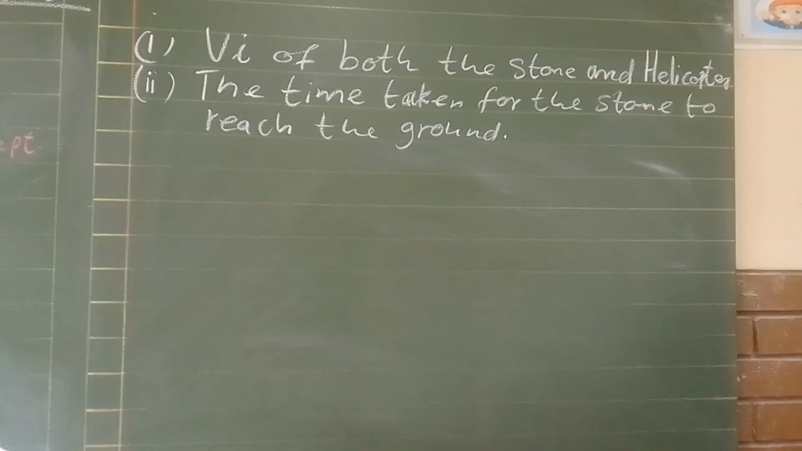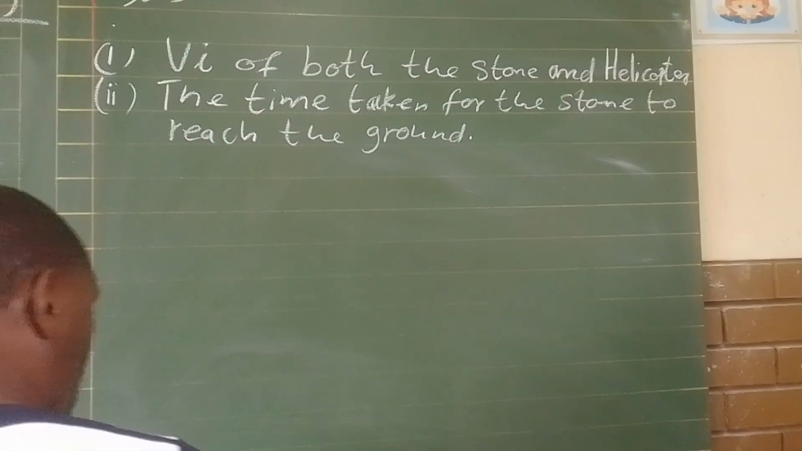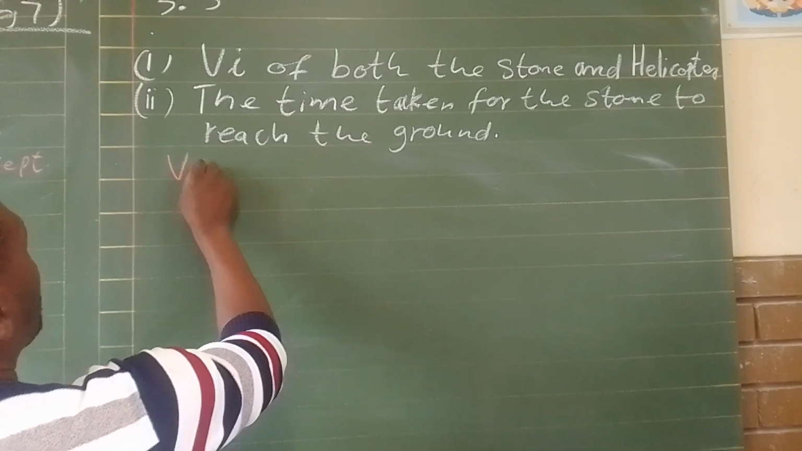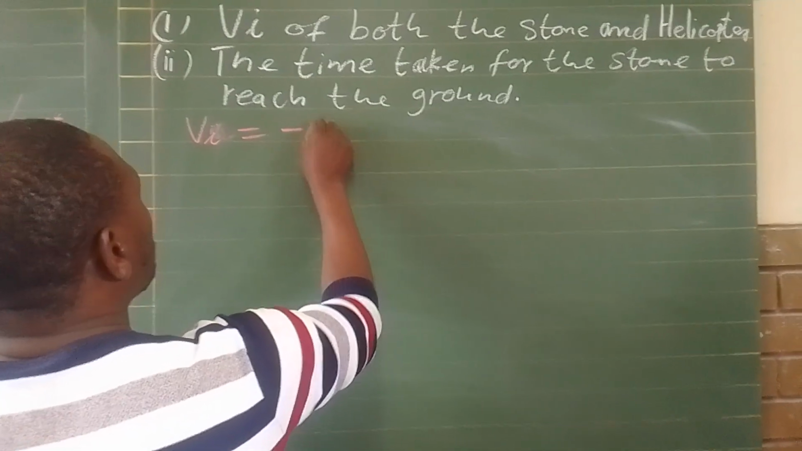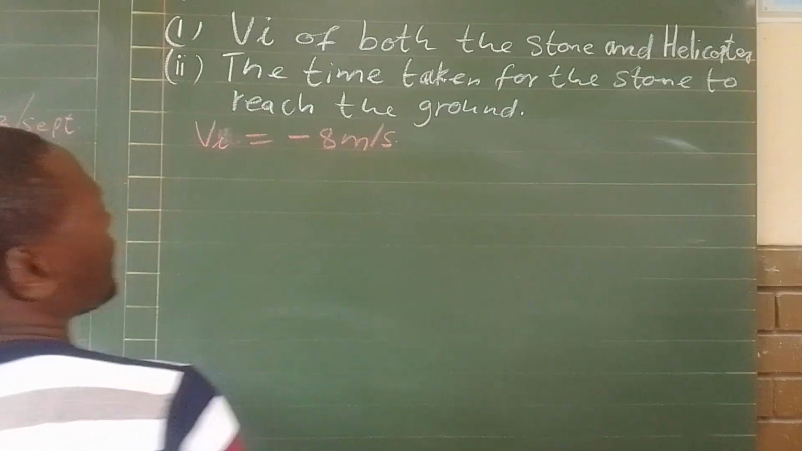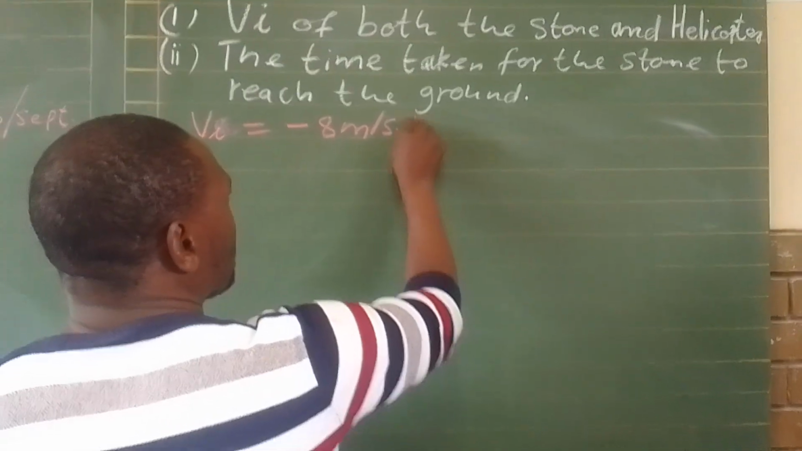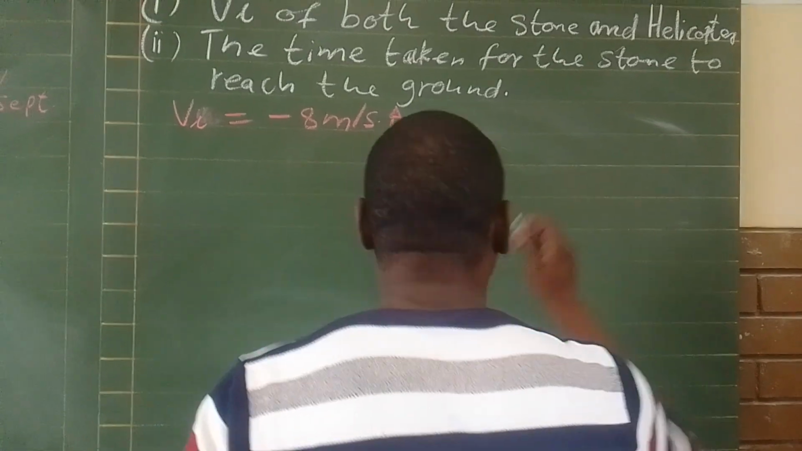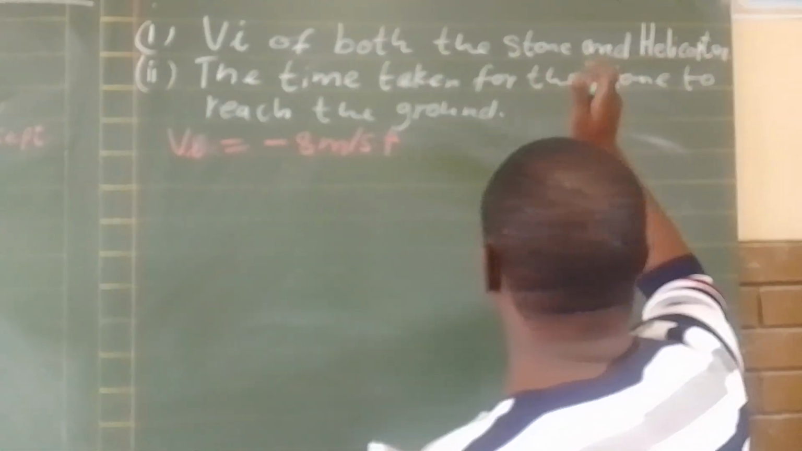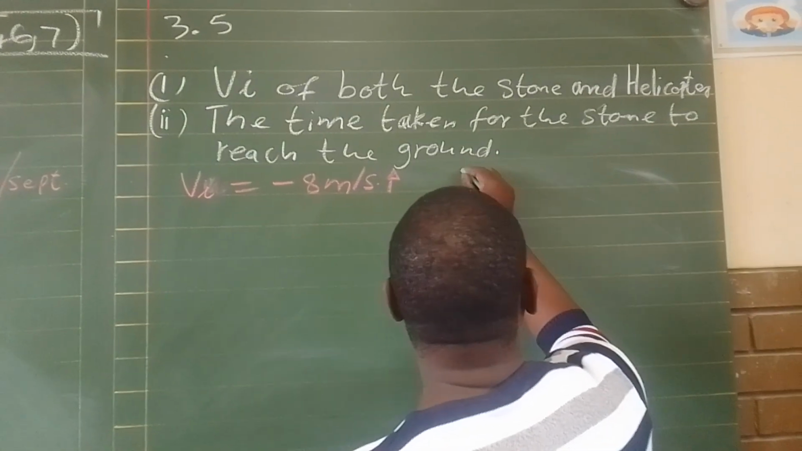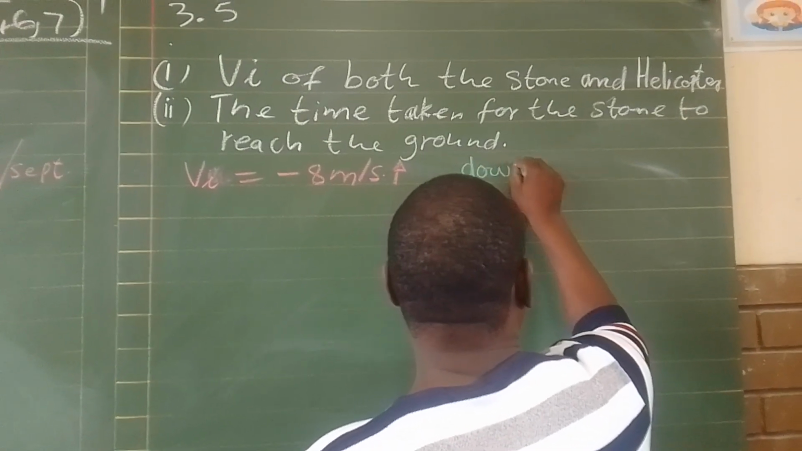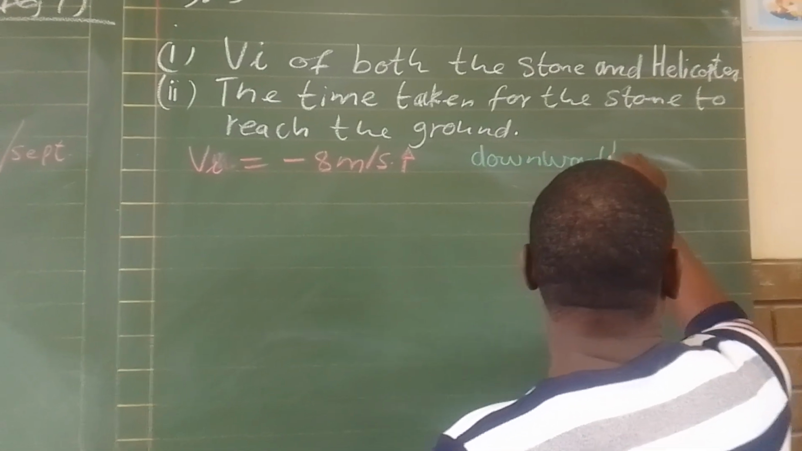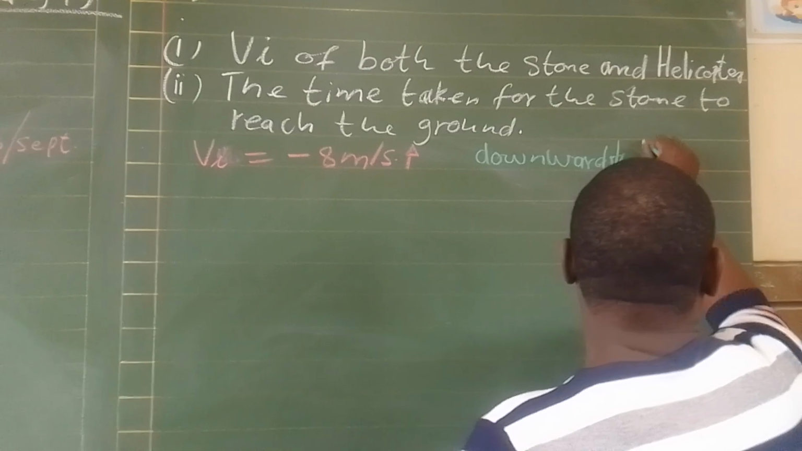Right, here we are given VI as minus 8 meters per second. Minus because it is going up. Remember, you must start off by reminding yourself, this is not for marking, this is for your own good as a reference point: downward is positive.